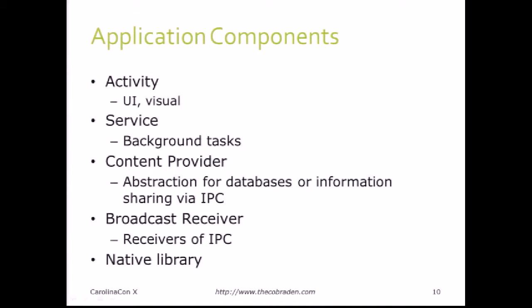A content provider, which is basically a database or some sort of information sharing mechanism. A broadcast receiver, which was talked about yesterday, which is basically a listener for some sort of event. A good example of this one is when an SMS message comes in, a broadcast receiver goes out and says, hey, SMS message is here, or hey, the phone has completed booting. There's also native libraries, which I'll talk about a little bit later, but basically these are C libraries that give you the ability to interact with C code from your Java.